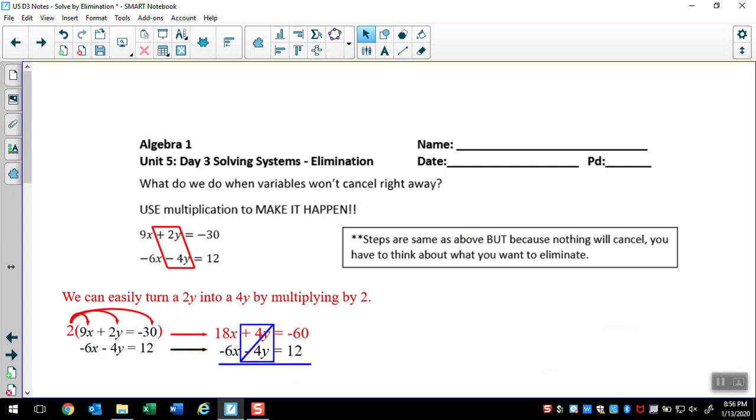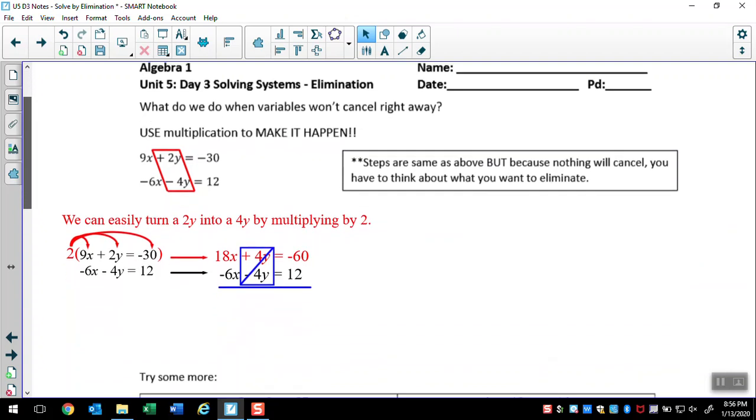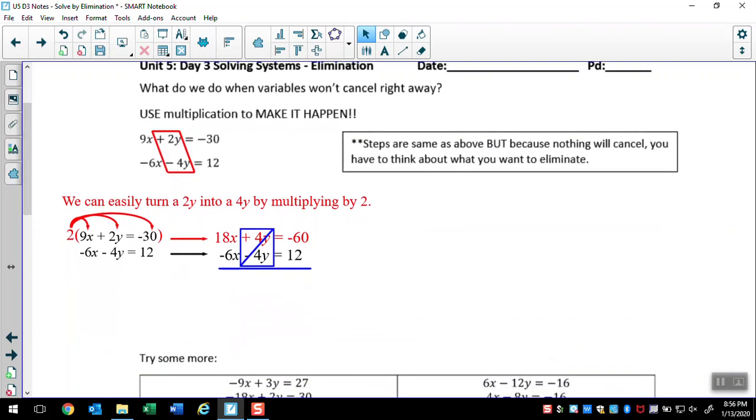Now I can add my two equations together. 18x minus 6x will give me 12x, and negative 60 plus 12 will give me negative 48. Remember, we're adding these two equations together. All right, so now I can divide both sides by 12. And when I do that, I get x equals negative 4.